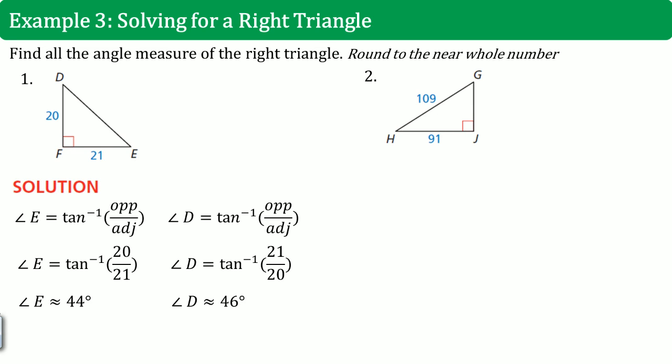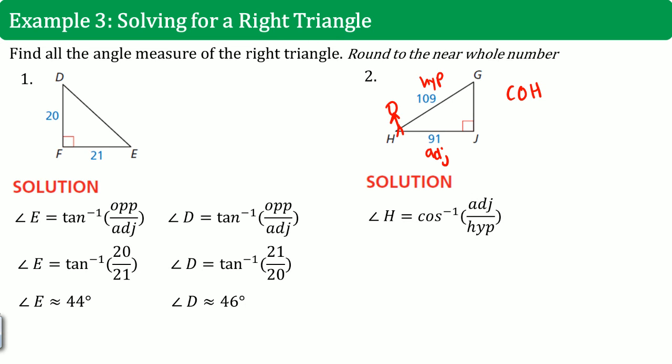Let's do number 2 now. Let's solve for angle H first. So we draw our person here on angle H, label what we have. 21 is our adjacent, 109 is our hypotenuse. So this is going to be CAH. So solution, angle H is going to be the inverse of cosine, adjacent over hypotenuse. 91 divided by 109 gets you H is equal to 33 degrees.